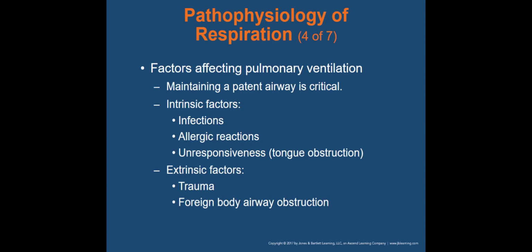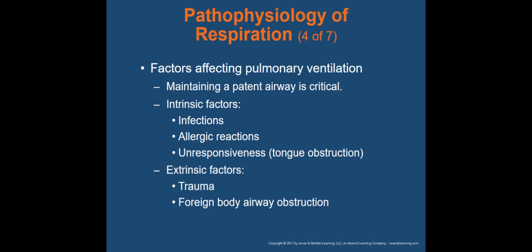Factors affecting pulmonary ventilation include maintaining a patent airway, which is critical. Intrinsic factors that can cause airway obstruction include infections that produce a lot of mucus and inflammation, and allergic reactions where the body actually sends every open capillary into the bronchi and into the bronchioles and into the upper airways in order to prevent the antigen that's causing that allergic reaction from entering.